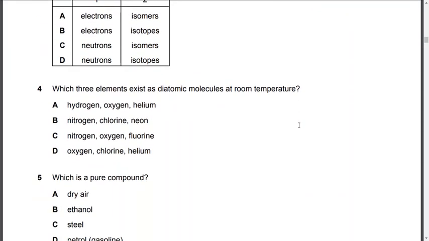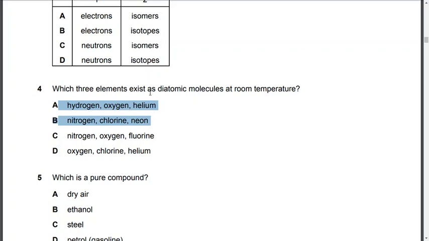Question number 4. Which 3 elements exist as diatomic molecules at room temperature? Hydrogen, oxygen, helium; nitrogen, chlorine, neon; nitrogen, oxygen, chlorine. So these are the options. We're going to select one of them on the basis of the requirement of the question. So let's see. We're talking about 3 elements over here. Of course, there are only 3 gases mentioned in every option.